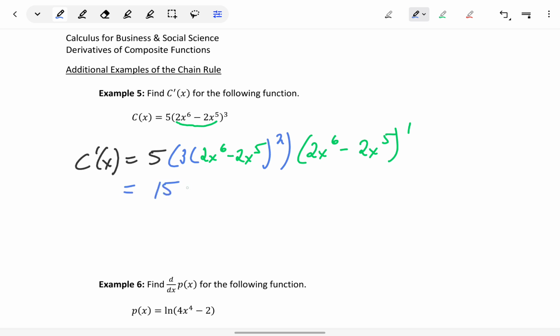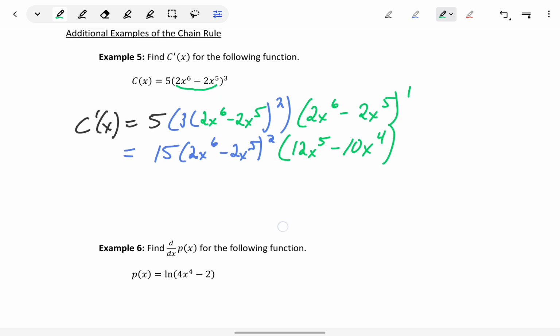We can go ahead and multiply together to get 15 times the quantity 2x to the 6th minus 2x to the 5th squared. And then taking the derivative of this interior function, we'll get 12x to the 5th minus 10x to the 4th. And from there we could multiply through to expand, but we're not really going to get anything else to simplify or reduce without a lot of work, so we'll just leave that problem there.